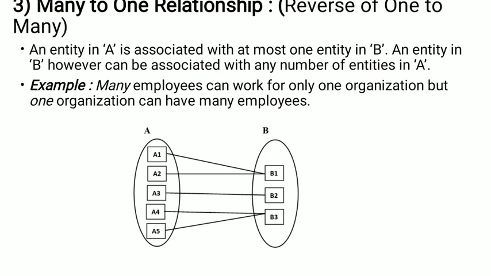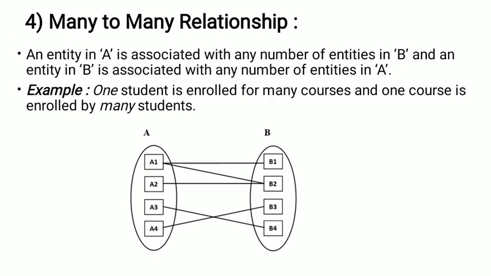The fourth one is the many-to-many relationship. An entity in A is associated with any number of entities in B, and an entity in B is associated with any number of entities in A. For example, one student is enrolled in many courses, and one course is taken by many students. Many courses and many students: that is a many-to-many relationship.